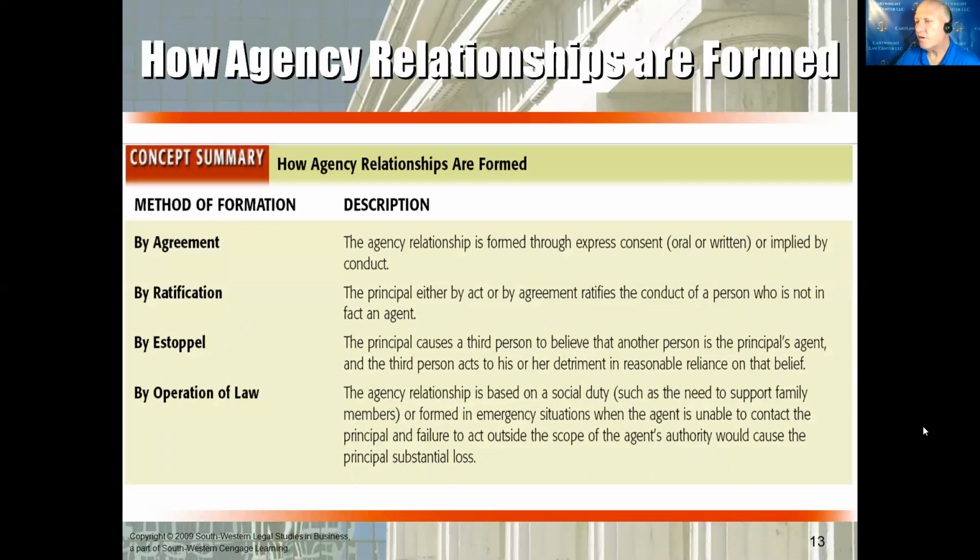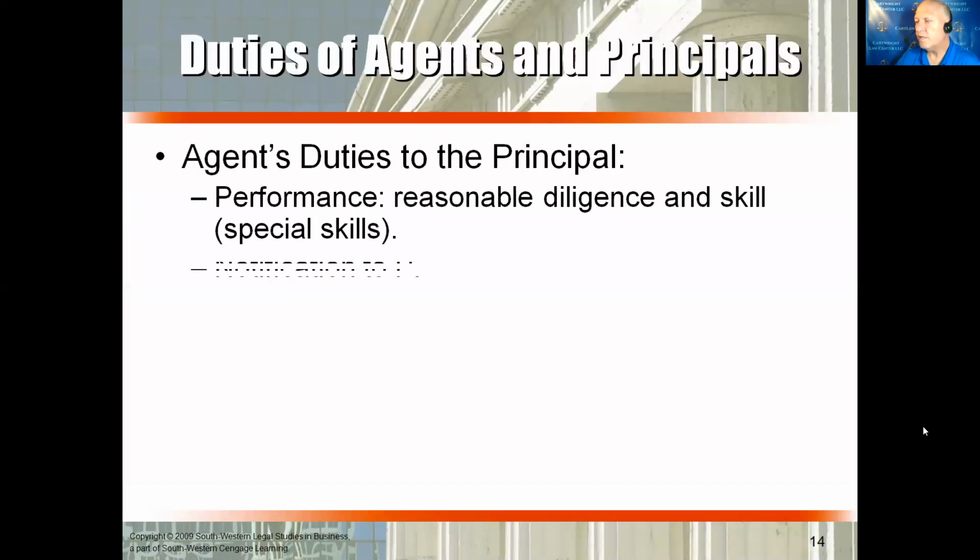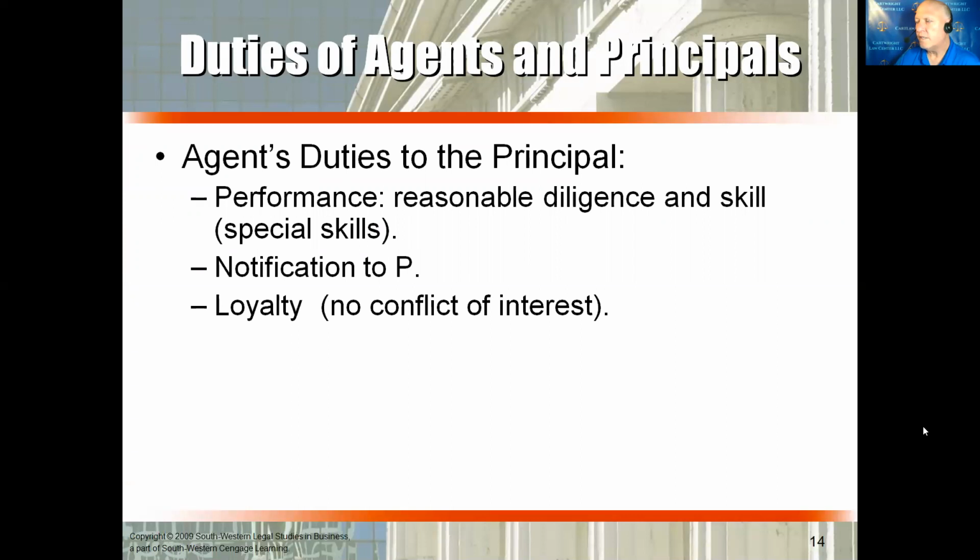And there's a little chart that's pretty good with that. None of this, the next slide, is very difficult, so I'm just going to skim over it and address it. Basically, the agent owes fiduciary duties, duties of loyalty to the principal, duties to notify them, duties to act in a reasonable way, and to exercise whatever diligence and skills they're supposed to have in that position.